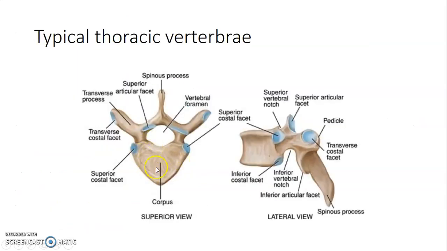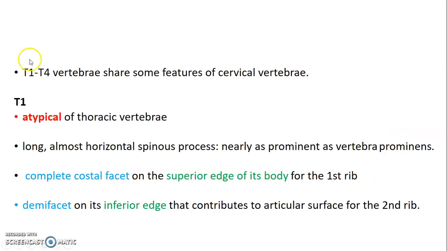So this is your thoracic vertebra. You can see the heart-shaped body. Okay, the spinous process is elongated, so they actually overlap. Yeah, the spinous processes overlap, and then the transverse processes will have articular surfaces of the rib. So you have costal facets on the vertebra. So that's when you come to T1 to T4, they have common features and some share with the cervical vertebra.